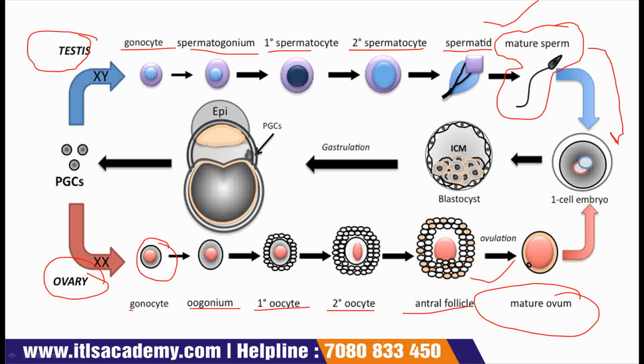When both of these gametes fuse together, they form one cell embryo. These two cells form one cell embryo. This one cell embryo further goes to development and forms blastocyst. This blastocyst is formed after many cleavages, and this contains a trophoblast outer covering, an inner cell mass, and a cavity that is known as blastocoele.